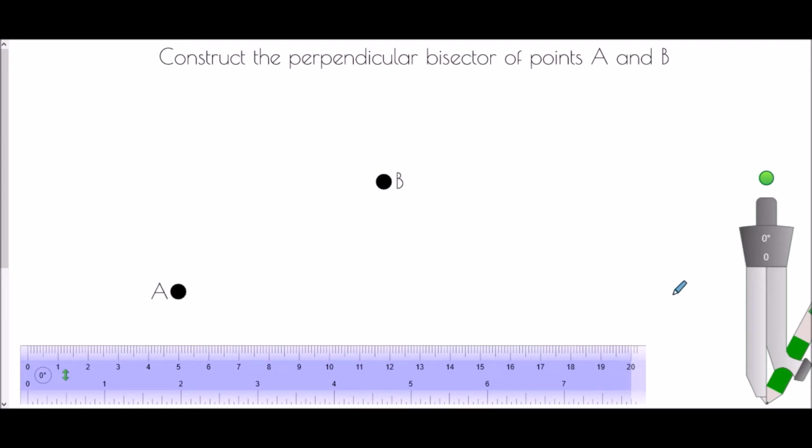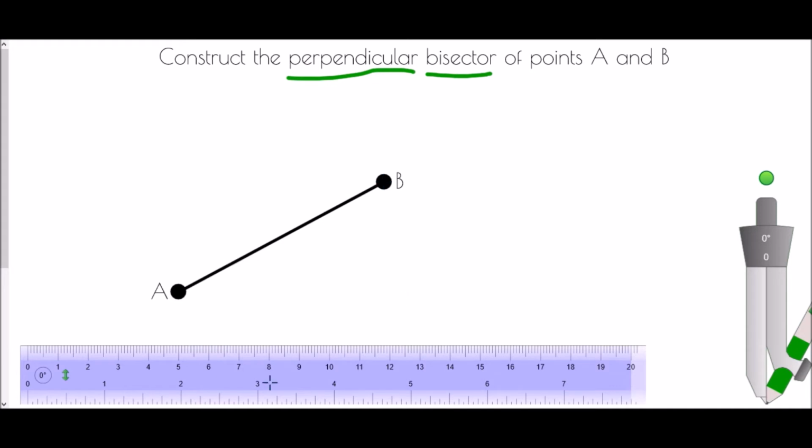So next what we're going to do is we're going to look at two very common constructions. We're going to look first at the perpendicular bisector. Now the word perpendicular means to cut at right angles. Bisect means to cut in half. So what we're trying to do is find a line which cuts the line between A and B in half at a right angle. And so the first thing I'm going to do is I'm just going to join together A and B with a straight line.